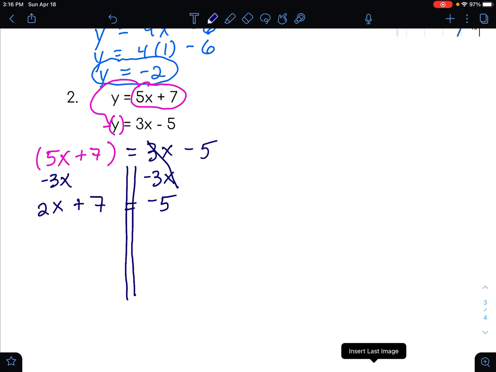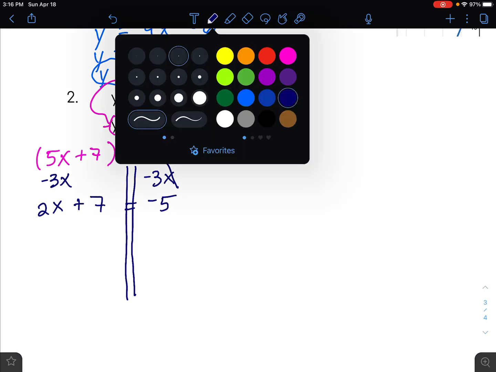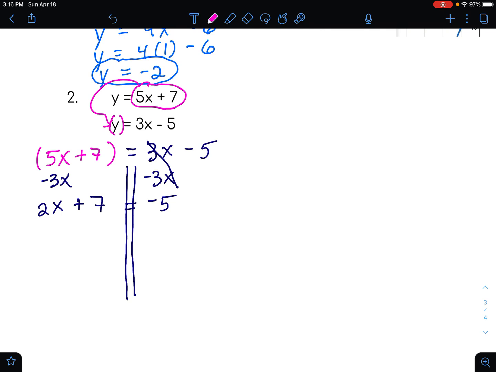Okay. Now I hope you see that this is basically just a two-step equation to solve for x. So if we are getting x by itself, hoping we're seeing now that we can subtract 7 from both sides to undo the adding of 7. Bring down what's left. That gives us 2x.